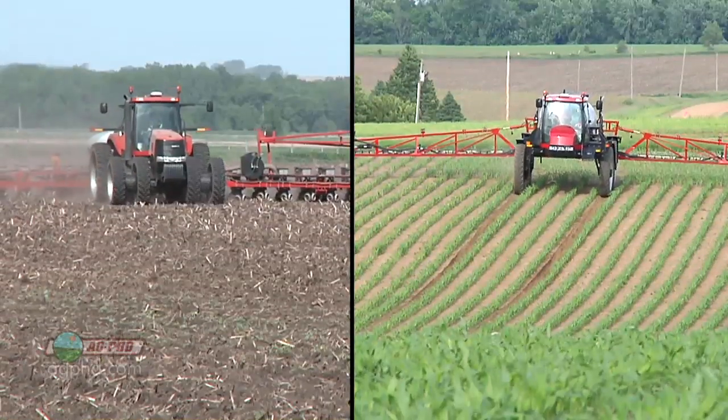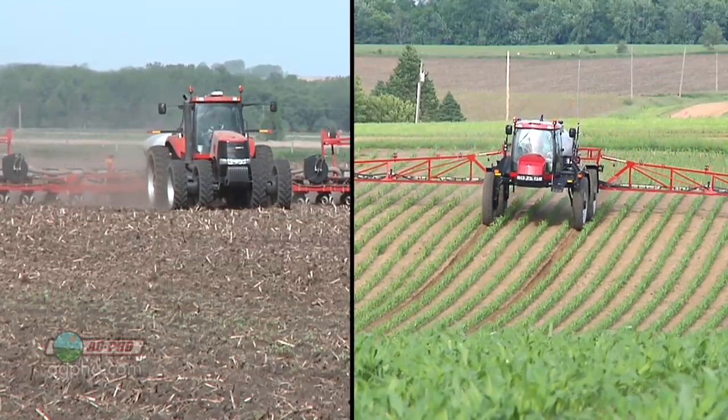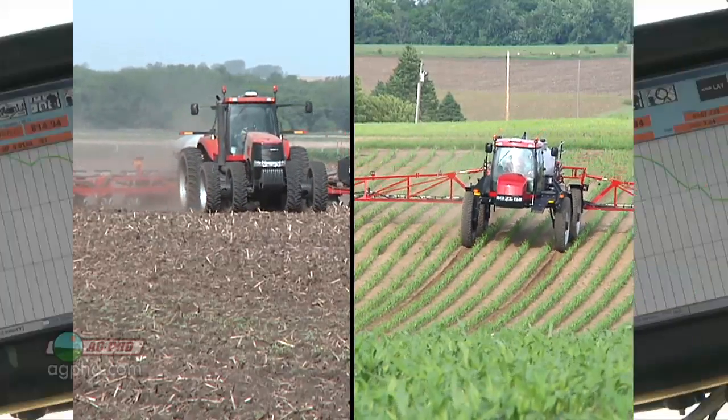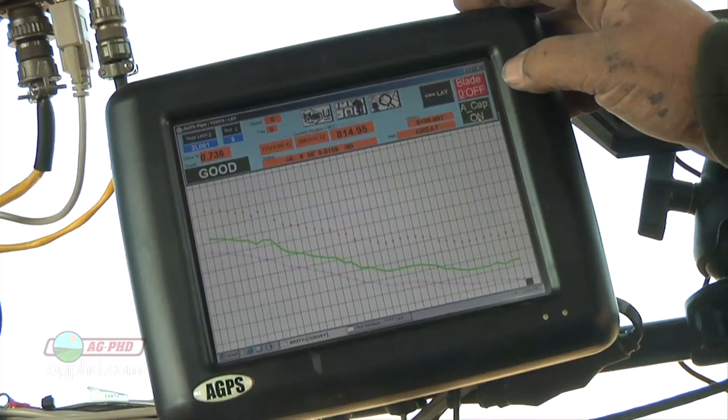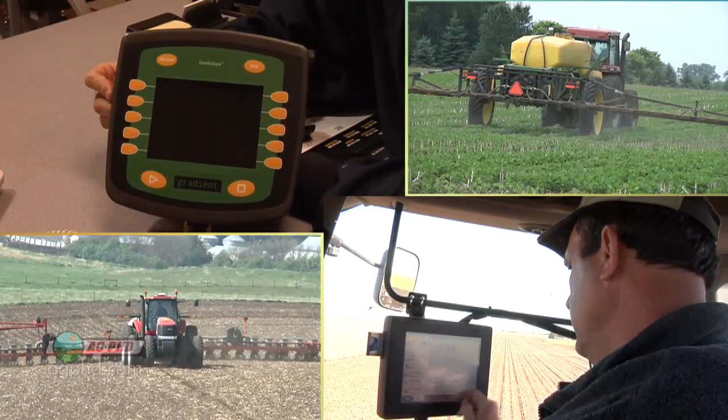It never fails. I'll be working with someone who's trying to plant or trying to spray, and they're having trouble with their computer control system. Well, it's really no surprise that computers have problems from time to time. Many of those problems can be eliminated by keeping your software up to date.